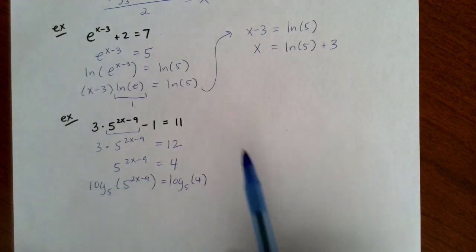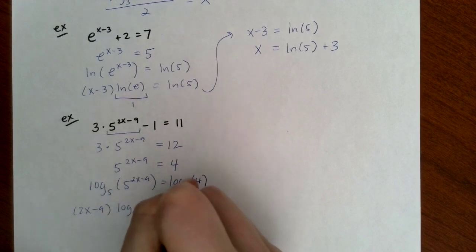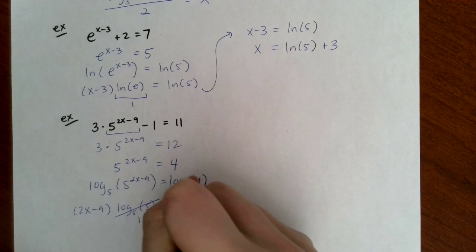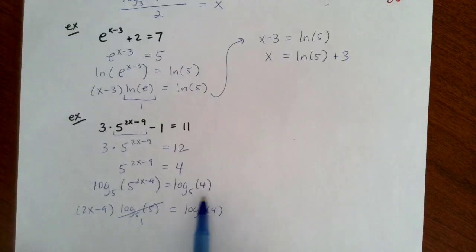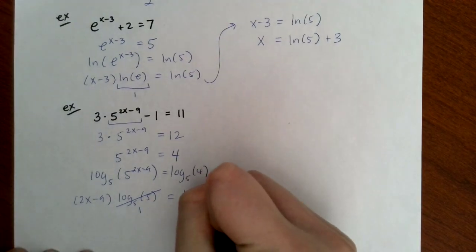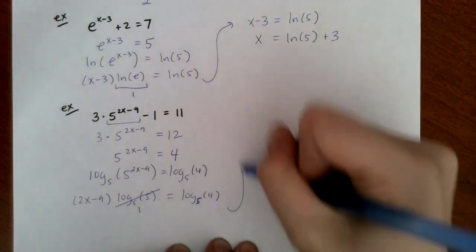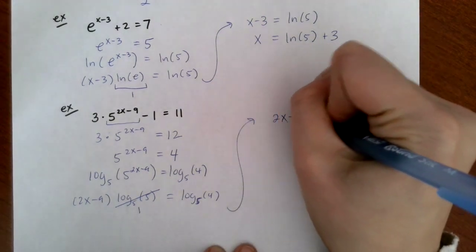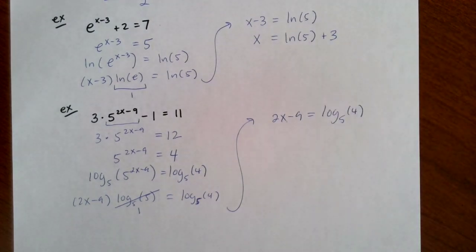2x minus 9 comes down. Log base 5 of 5 is 1. Log base 5 of 4. If this were a nice number that I could actually compute by hand, I would do that. Since log base 5 of 4 is not something I can do anything with without a calculator, I'm just going to leave it in that form. So I have 2x minus 9 equals log base 5 of 4.